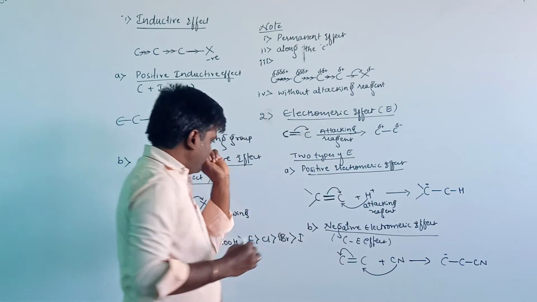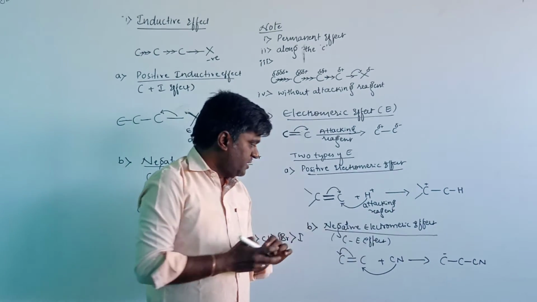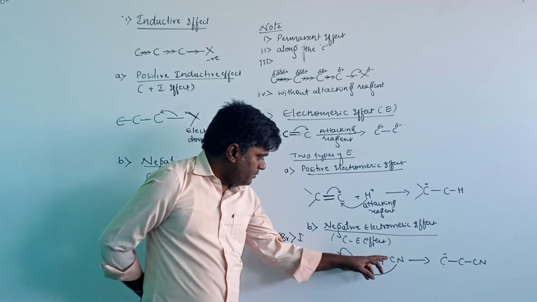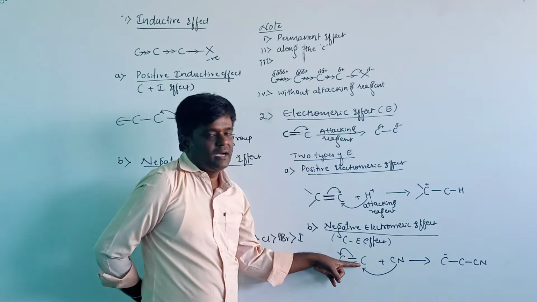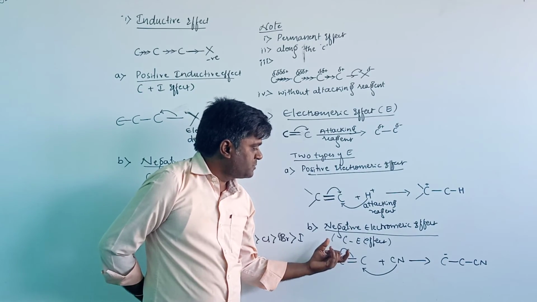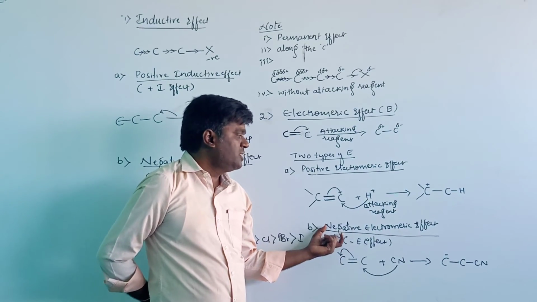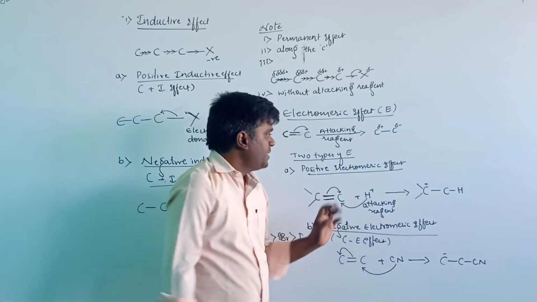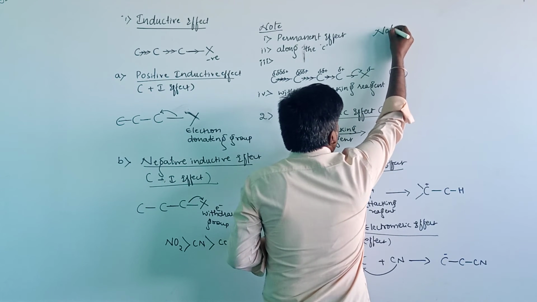Such type of effects are known as negative electromeric effect. The definition is: the displacement of electrons takes place away from the attacking reagent. Therefore, such type of effect is known as a negative electromeric effect. Then let us see the notes here. First note.